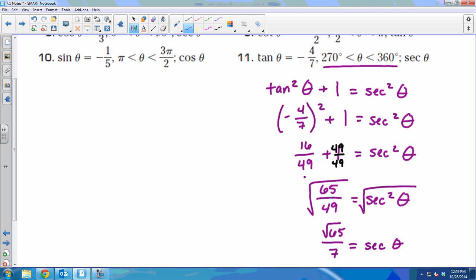Don't you need to try to break down the 65? I did. You can't. The square root of 65 is the best you can do. Okay? Yeah, that's it. That is your answer. Question. Since we're in the fourth quadrant, since we have secant, look at cosine. But it's the reciprocal. So whatever cosine is, secant's going to be. Okay.